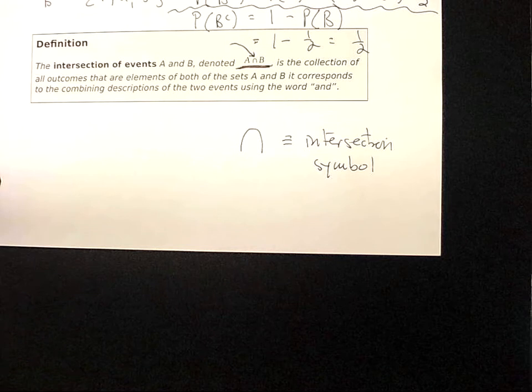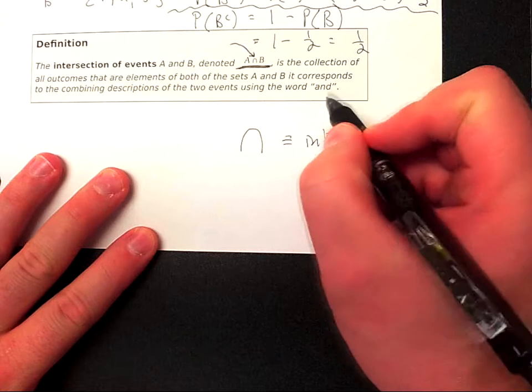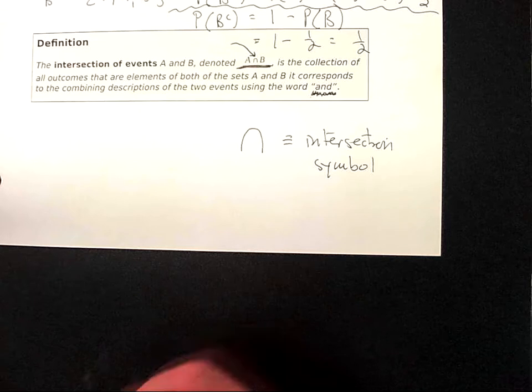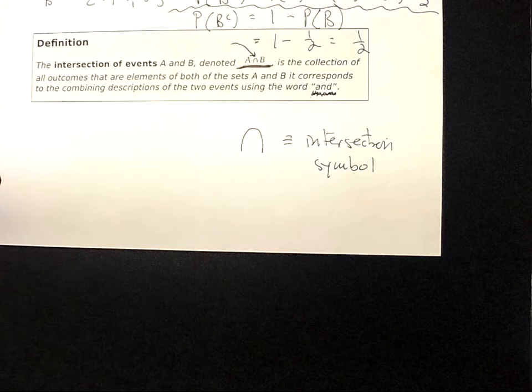The intersection symbol. The intersection between A and B is the collection of all outcomes that are elements of both A and B. And the buzzword that we're looking for in the problems is the word and. So whenever you see a problem that says find the probability of A and B happening, then it's asking you to find the probability of the intersection, right? Whenever you see the word find the probability of A and of B, that's for the intersection of those two events. So our buzzword for the intersection is the word and.